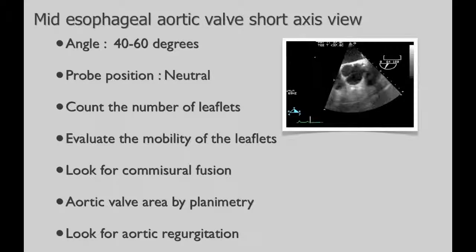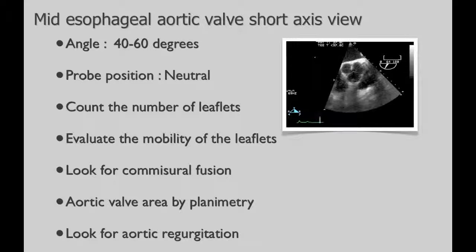The mid-esophageal aortic valve short axis view is achieved in the mid-esophagus in an omniplane angle of 40 to 60 degrees with a focus on the right side of the heart. The probe is often in neutral, but sometimes can be anteflexed to enhance image acquisition.